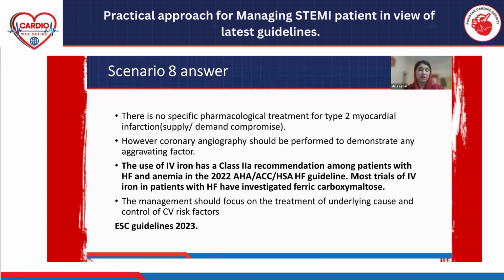Yes, the use of IV iron has a class 2 recommendation among patients with heart failure and anemia. Not for ischemia, but if the patient has heart failure and is complaining of shortness of breath, go for IV iron. It is a class 2 recommendation in AHA guidelines. Most IV iron studies in patients with heart failure have investigated ferric carboxymaltose.